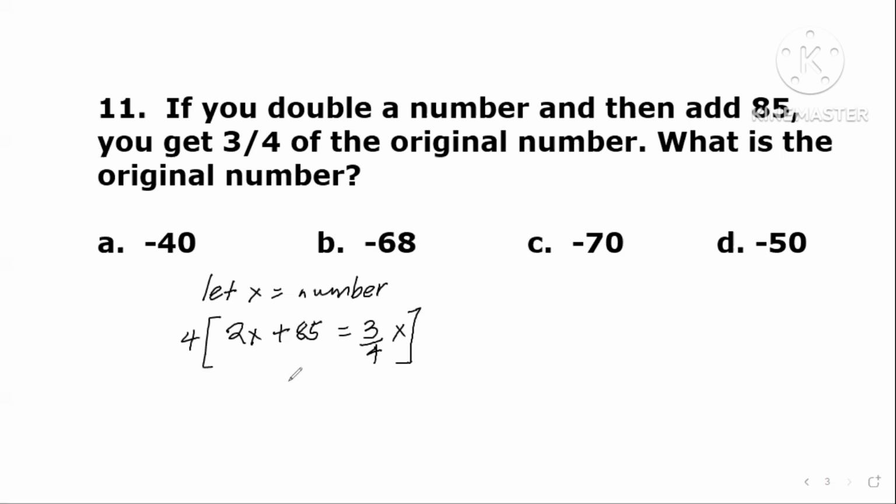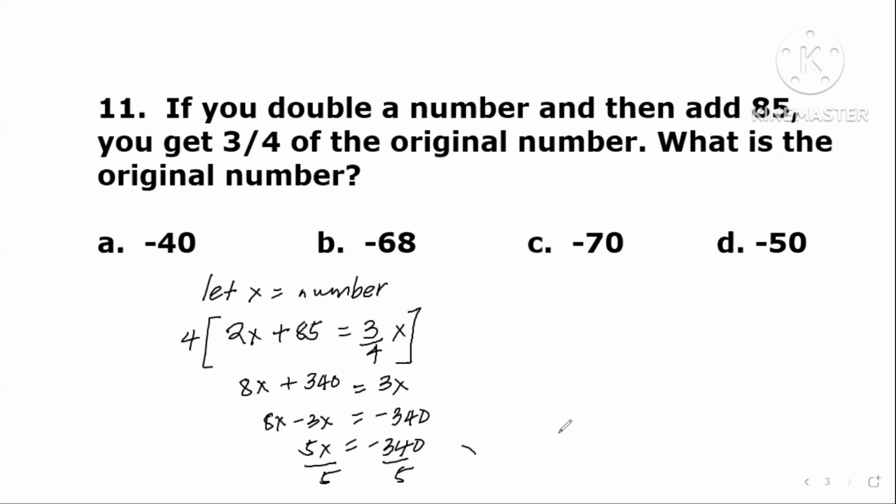So this is 8x plus 85 times 4 is 340. Equals 3x na lang to, no? Makakancel yung 4. Now we transpose 8x, 3x. So this is negative 340. So 8x minus 3x is 5x equals negative 340. We divide both sides by 5. So x is equal to negative 68, no? So the answer is letter B.